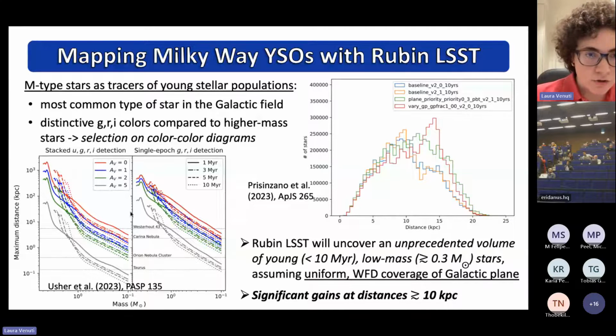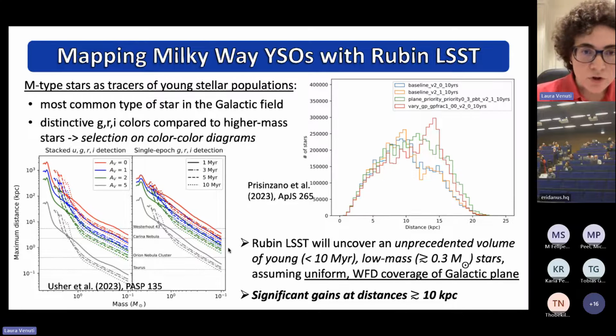And this plot shown here on the left illustrates the maximum distance at which we expect to be able to detect young stellar objects, depending on their mass, on their extinction, that is shown here in the color scheme, and on their age, which is shown here by the dash of the line. For these diagrams, we assumed the five sigma limiting magnitudes projected for the LSST survey in the wide fast deep mode.